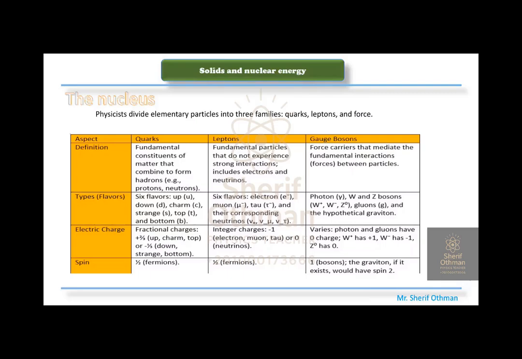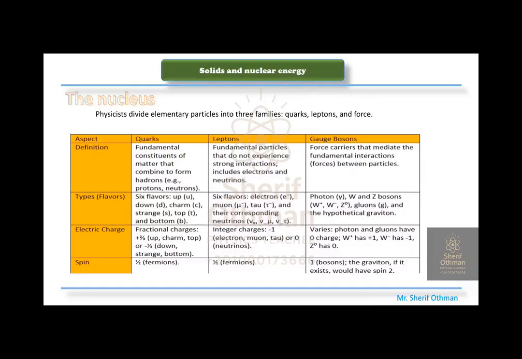You have to know, guys, the difference between these particles. Quarks are fundamental constituents of matter that combine to form hadrons, like protons and neutrons. They have different types, which we call flavors: up, down, charm, strange, top, and bottom. They have a certain electric charge: up, charm, top, positive 2/3, and down, negative 1/3.